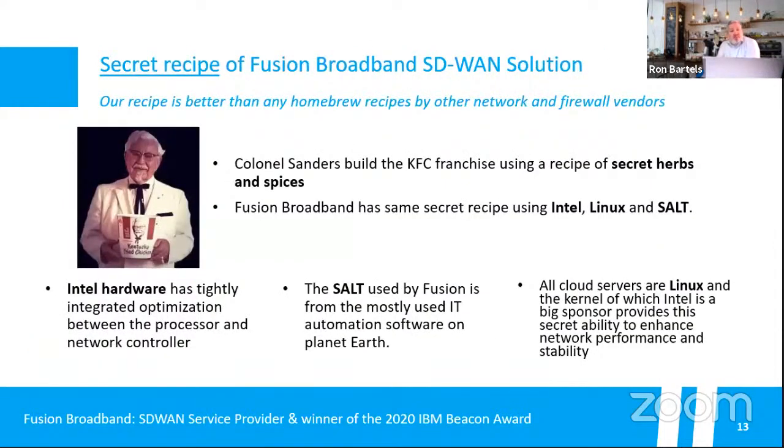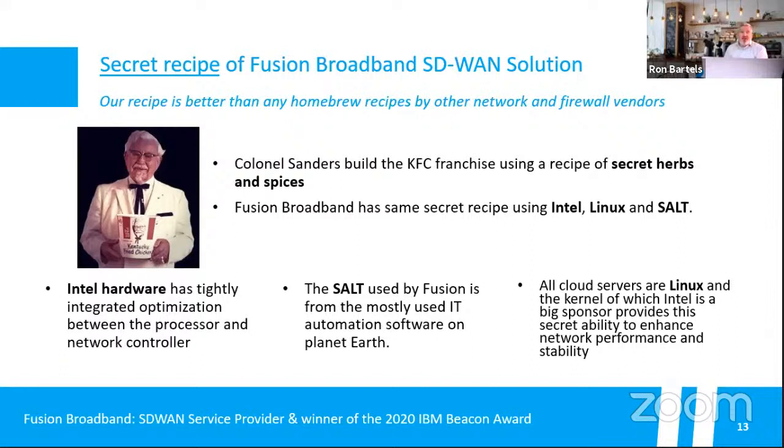So the other thing that Fusion Broadband has is a secret recipe. Now, we all know Colonel Sanders, who built the KFC franchise, used a recipe of secret herbs and spices. Well, Fusion Broadband has a very similar secret recipe of herbs and spices, but it's technical ingredients. And those technical ingredients are Intel, Linux, and salt. Well, Intel, we all know who Intel is. We've utilized their chips extensively.